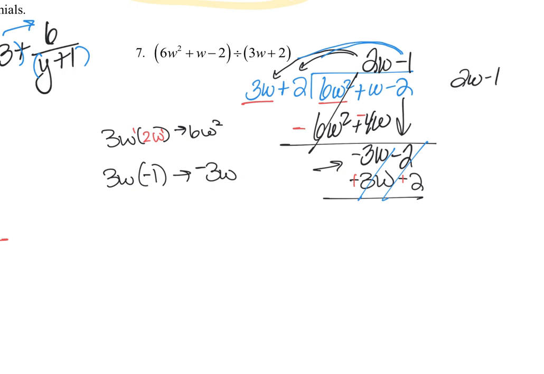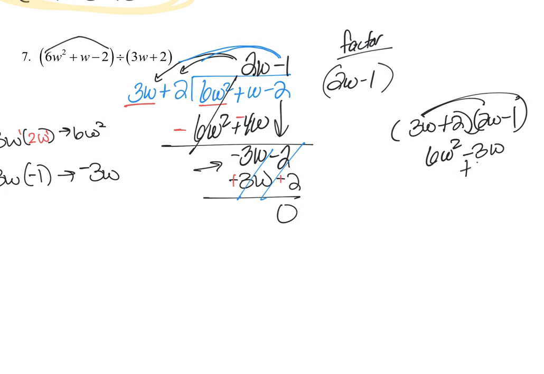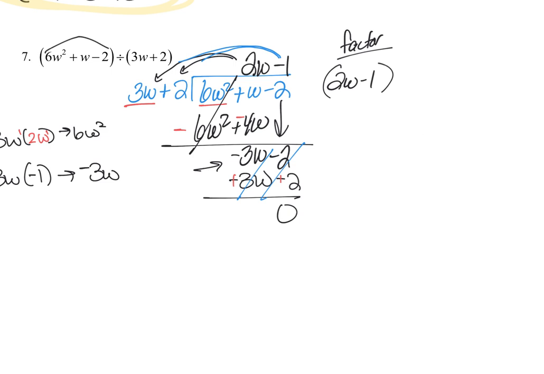Now, what this means is when you actually have a remainder of 0, later we'll talk about it, but it's a factor. It's actually a factor of this trinomial: 2w minus 1 and 3w minus 2. And of course, if you want to check yourself, all you got to do is multiply 3w plus 2 times 2w minus 1. And you should end back up with what we started with. And if I just do a real quick little check over here, I do end up with the original problem.